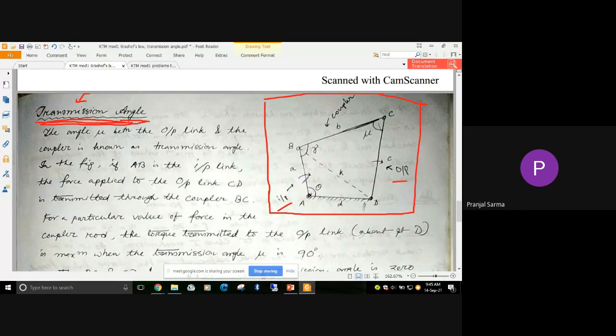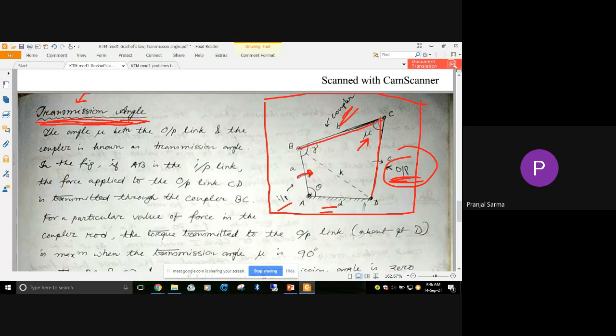Let's consider this is the input link, and we have got this particular coupler here, which is joining this and this, and we are getting the output motion here. And this is fixed. Now what is this transmission angle? It is the angle generally denoted by mu. It is the angle between the output link and the coupler. So this is the output link here, this link, and we have got the coupler here.